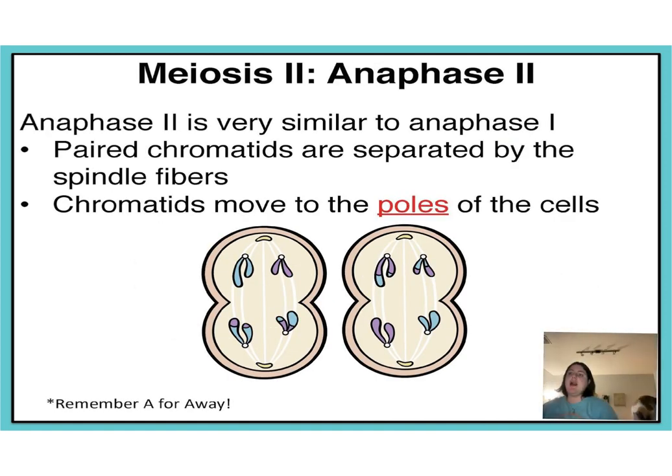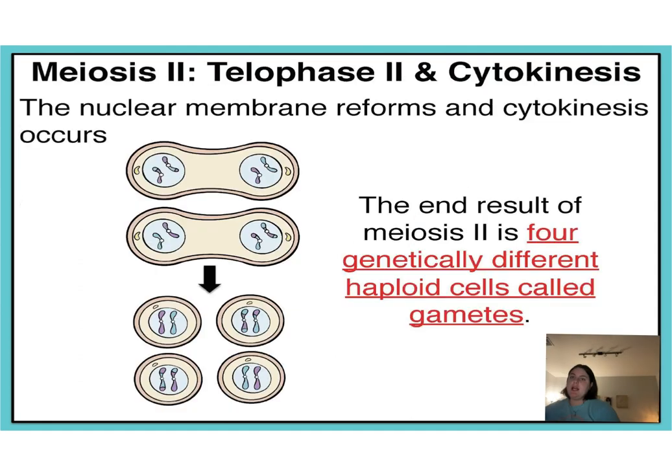In anaphase two, it's really similar to anaphase one. The paired chromatids are separated by the spindle fibers. Chromatids move to opposite poles of the cell. So this is really similar to anaphase one, except for the fact that it's happening in the two daughter cells. A for away, same thing.